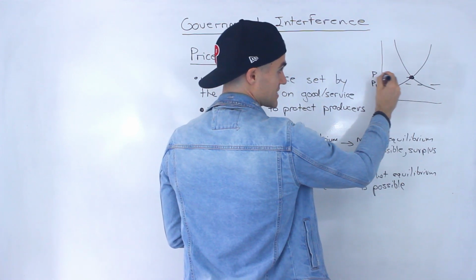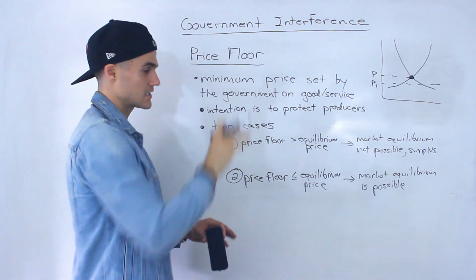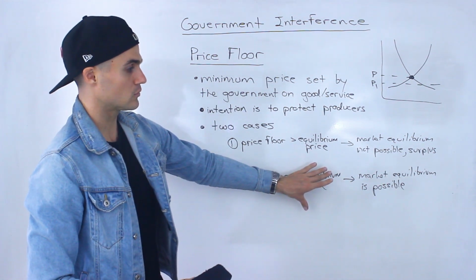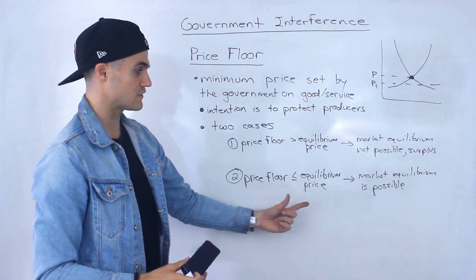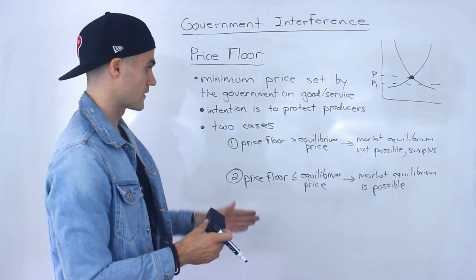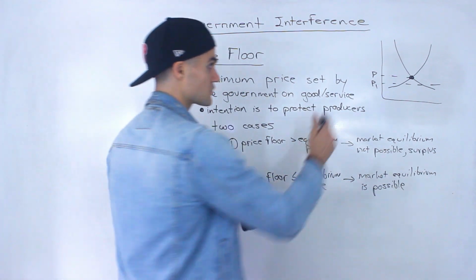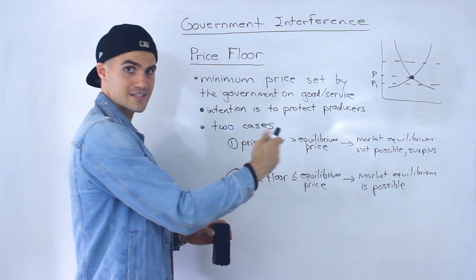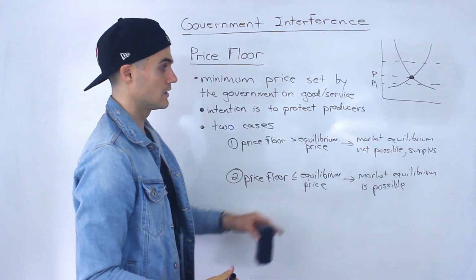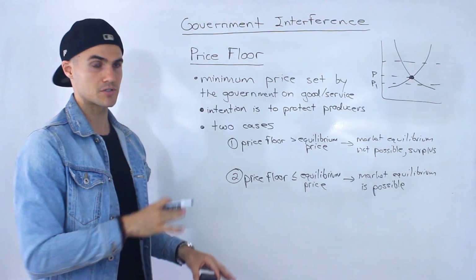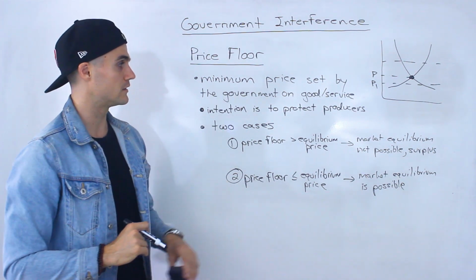Or if that price floor is equal to that equilibrium price, then it's just going to stay there, right? So if this case is happening, then that market equilibrium is possible, and more specifically because that equilibrium price is going to be legal in the market. But if that price floor is above that equilibrium price, then the equilibrium price is illegal in the market. Market equilibrium is not possible, and then there's going to be a surplus. So just be careful with these two different cases.